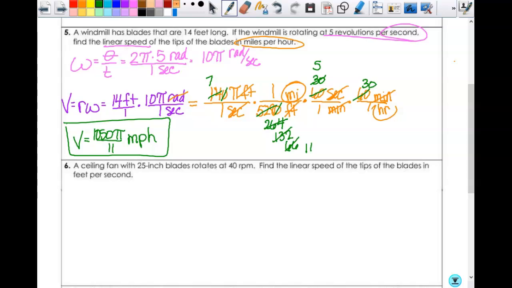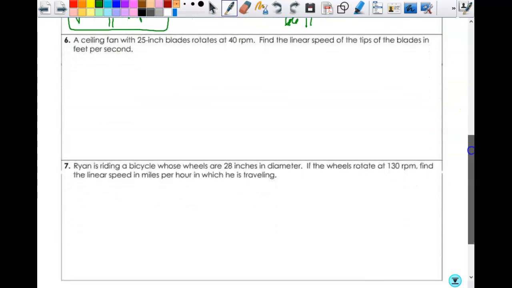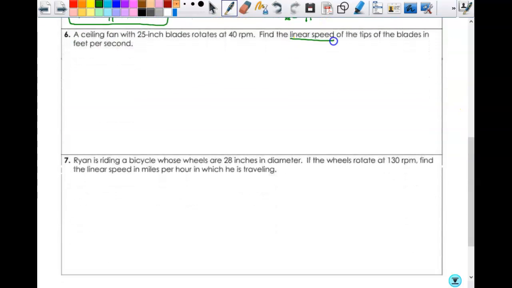Okay, I'm going to start number 6 just a little bit differently with the conversion stuff, just because I want you to see you kind of have some options here. It just kind of depends on what pops up at you. So we're going to start the same way by finding the angular velocity, because it says find the linear speed. So I have to find angular speed first. So omega equals theta over t.